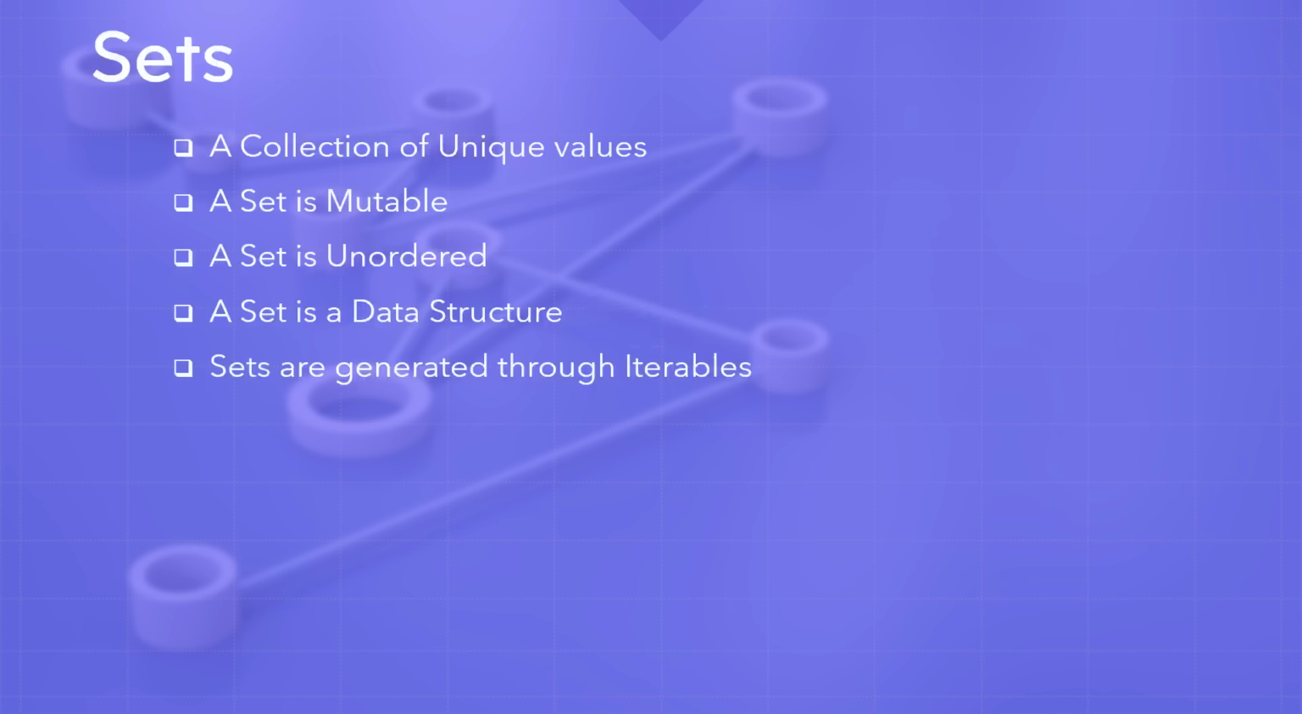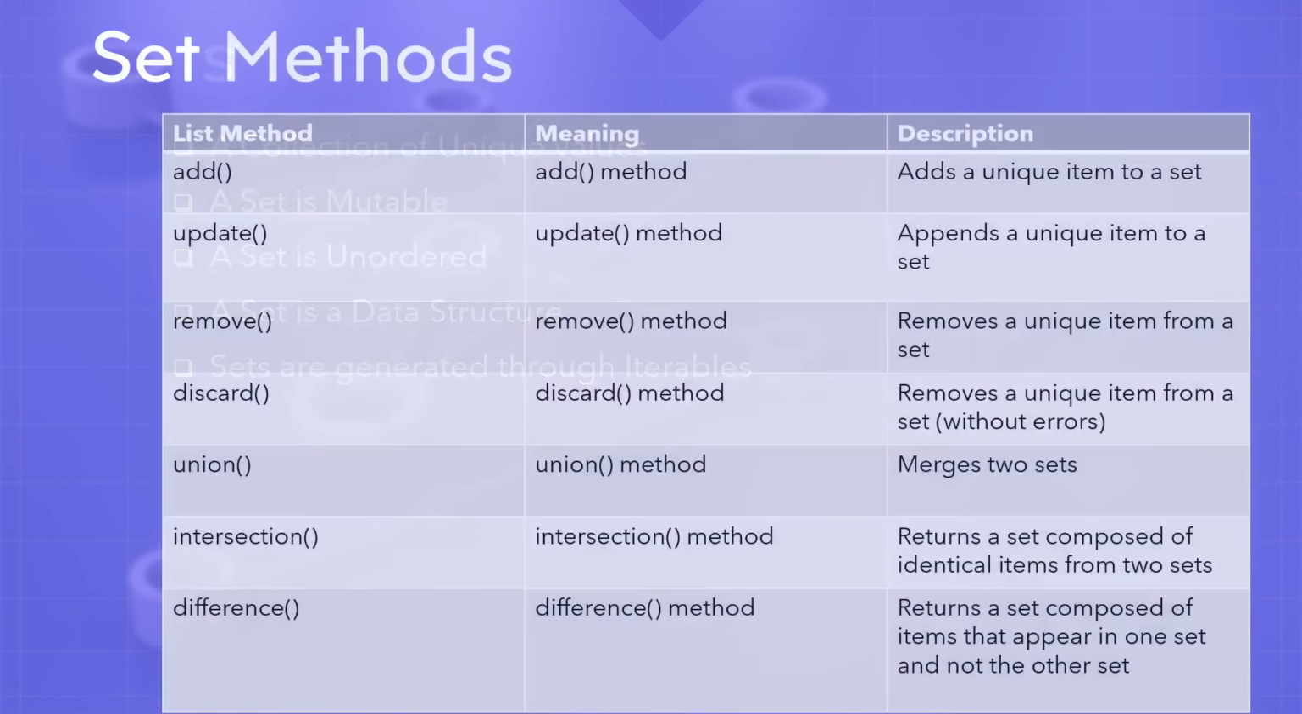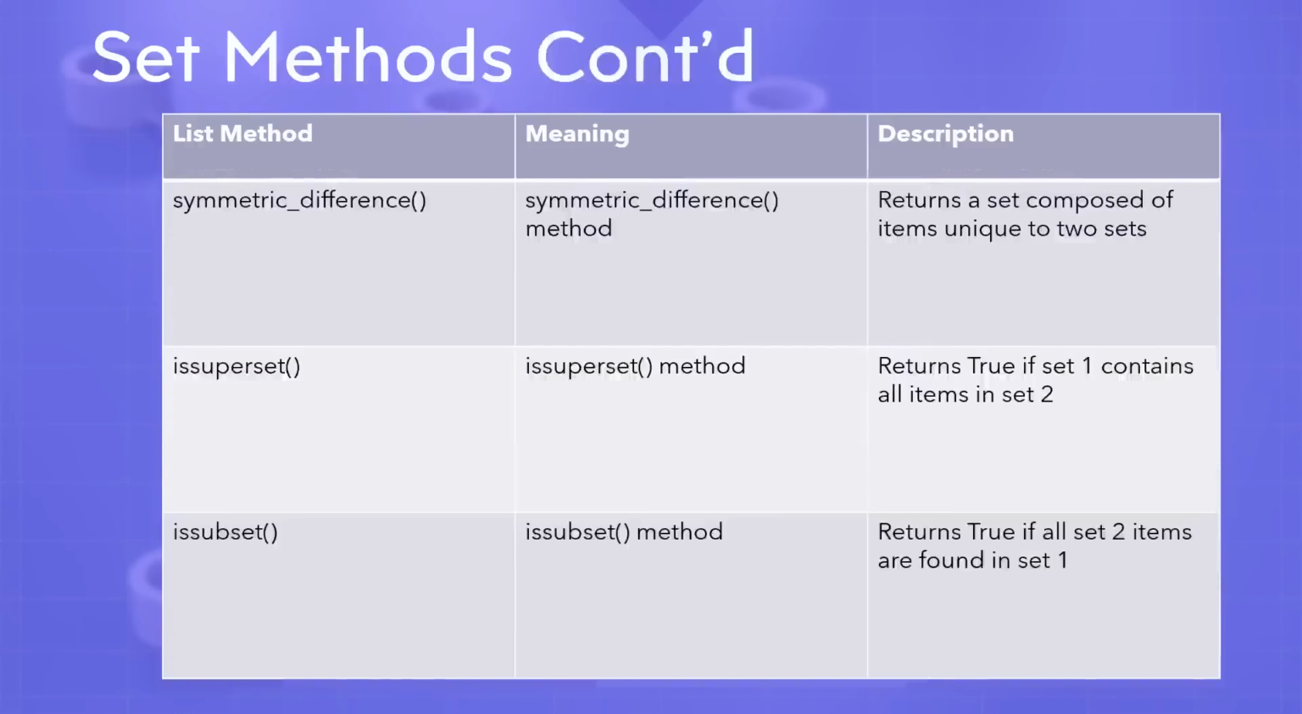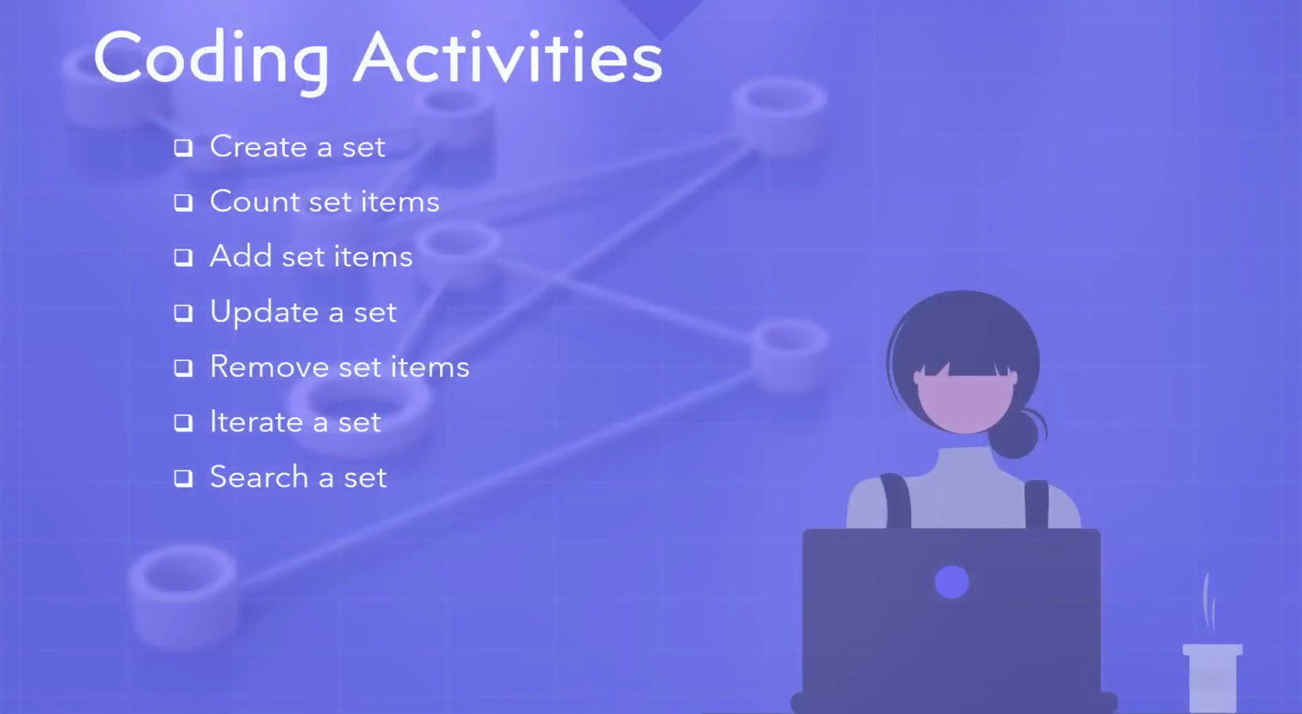Our next topic is sets. A set is a collection of unique values. Sets are mutable, unordered data structures, and sets are generated through iterables such as lists, tuples, or strings. Here are some set methods, and I will explain these methods once we begin our coding activities. For our coding activities, we will create a set, count set items, add set items, update a set, remove set items, iterate a set, and search a set.